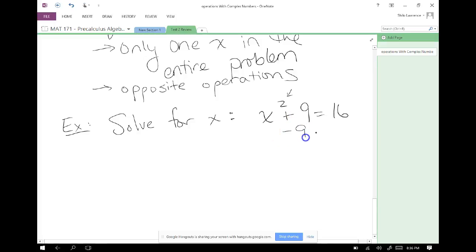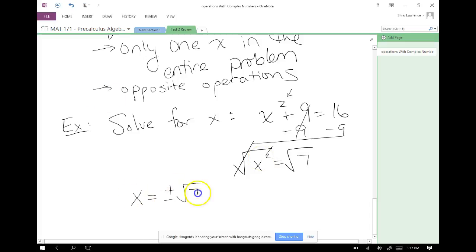So I'm going to start by subtracting my 9 over. I get x squared equals 7. And then now to get the x by itself here when it has a square, I'm going to do a square root. That will cancel off the square. Anytime you use a square root to cancel a square, you have to put a plus or minus in front of your answer. So this one still ends up, just like with our factoring, with two answers, a positive and negative square root 7.